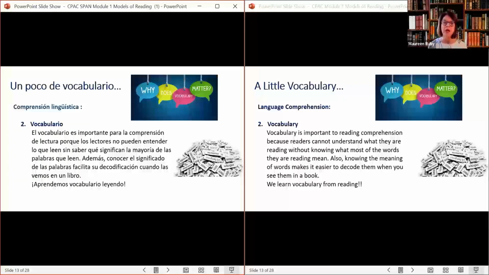If you know the meaning of a word in your head, you know it from oral language, there's very strong research showing that when you come to that word in text for the first time, you're able to decode it more readily than if you never knew that word. So we learn vocabulary from reading. And we'll go to number 3.